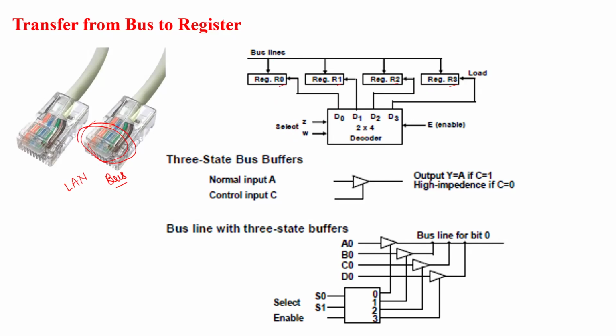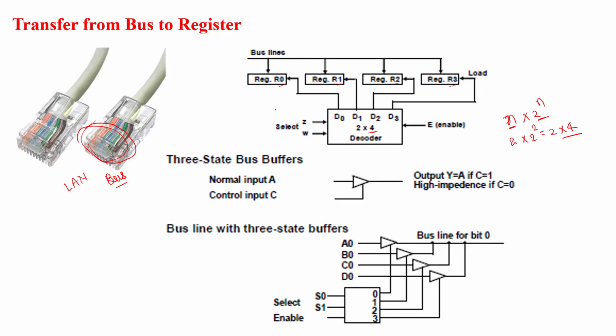Since we have 4 registers, the output of the decoder is 4. A decoder, you know, is given as n cross 2 to the power n, where n is the number of inputs and 2 to the power n is the number of outputs. Here two inputs are taken, so the size of the decoder is 2 cross 2 to the power 2, that is, 2 cross 4.